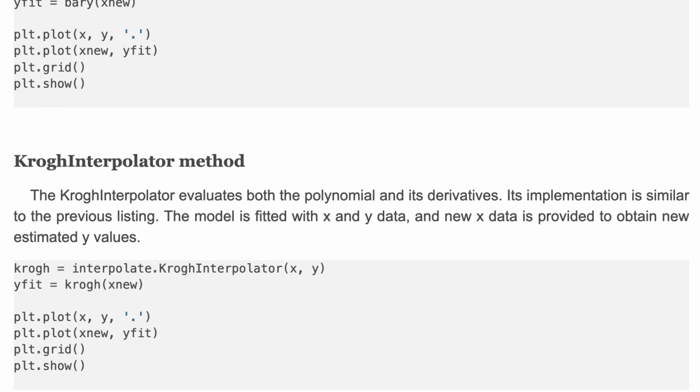The next method is KroghInterpolator method. This method evaluates both the polynomial and its derivatives. Its implementation is similar to the previous listing. The model is fitted with x and y data, and new x data is provided to obtain new estimated y values.